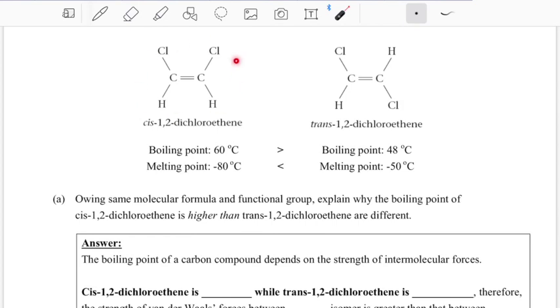So the cis-1,2-dichloroethene is a polar molecule. But for the trans-1,2-dichloroethene, the dipole moments actually cancel out, one pointing upwards, one pointing downwards. So the trans isomer is a nonpolar molecule. The polar molecule should have stronger intermolecular forces. Hence, it requires more energy to break the stronger intermolecular forces.